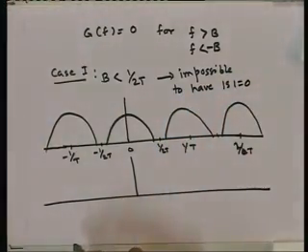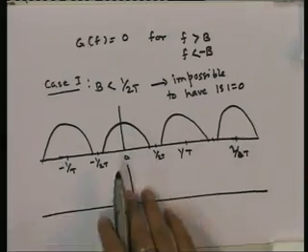It is impossible to have 0 ISI for this case. Now let us see all the other cases. B equal to 1 by 2T. This is case 2.